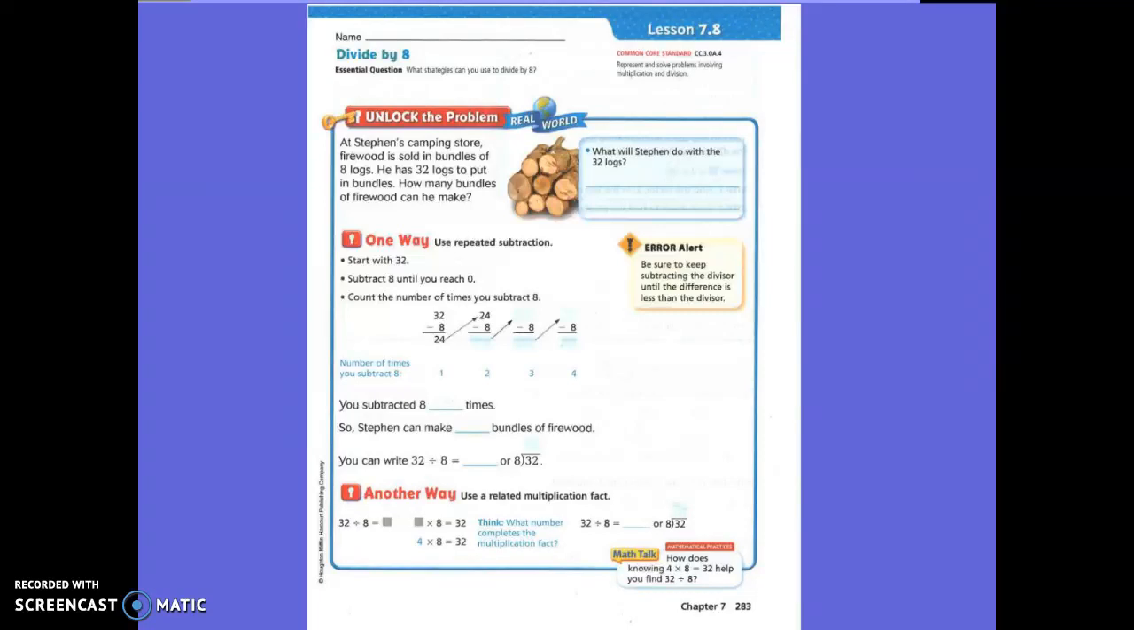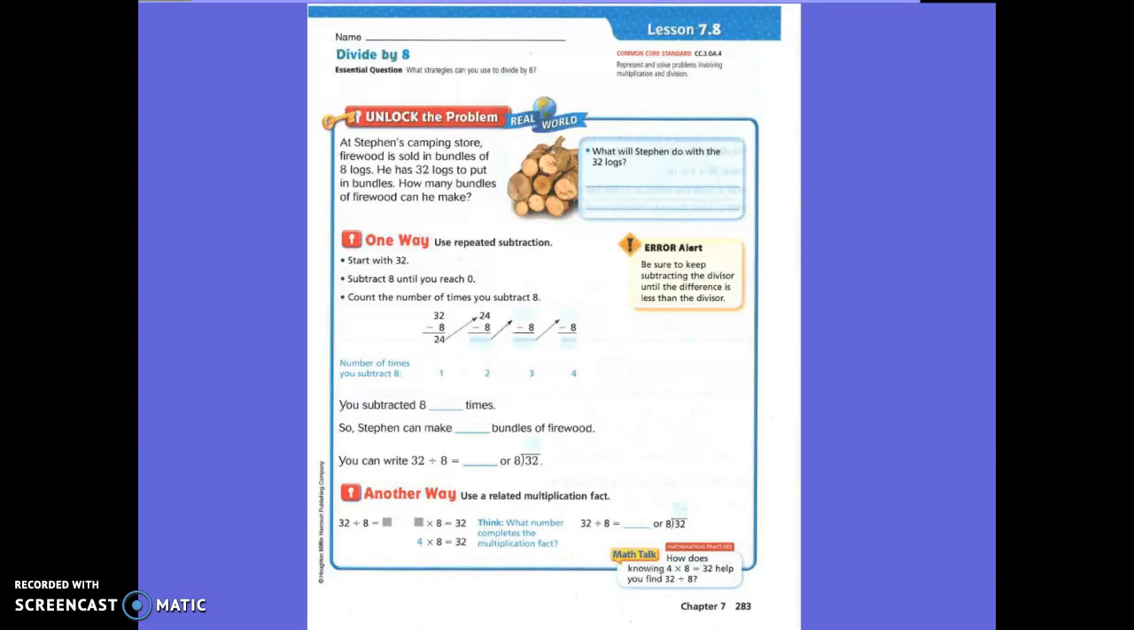Boys and girls, today you are going to be dividing by 8 using repeated subtraction, a related fact, or a multiplication table. Please read the story problem. At Stephen's candy store, firewood is sold in bundles of 8 logs. He has 32 logs to put in bundles. How many bundles of firewood can he make?